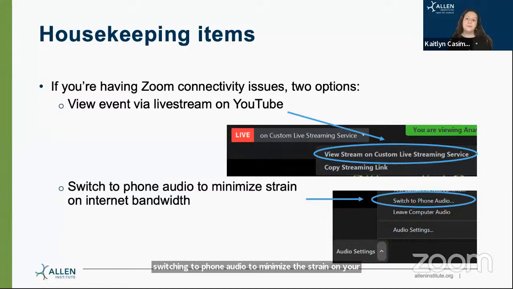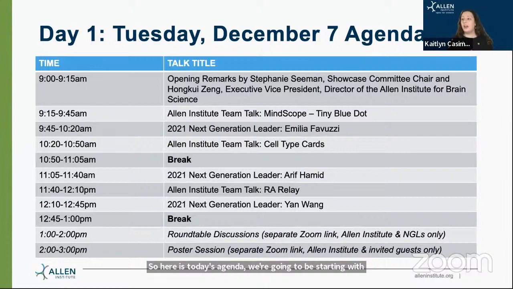So here is today's agenda. We're going to be starting with some opening remarks, and then we'll be mixing our team talks and our next generation leader talks throughout the day.